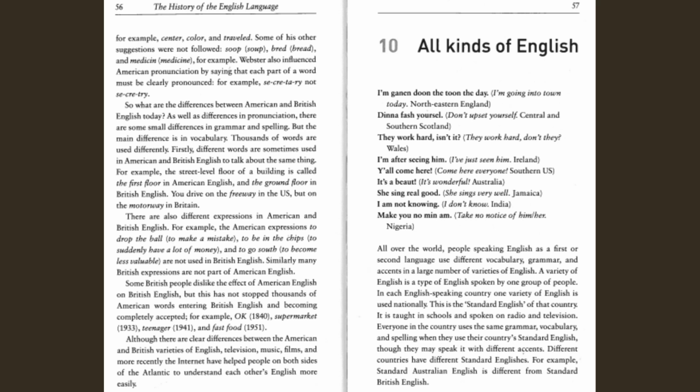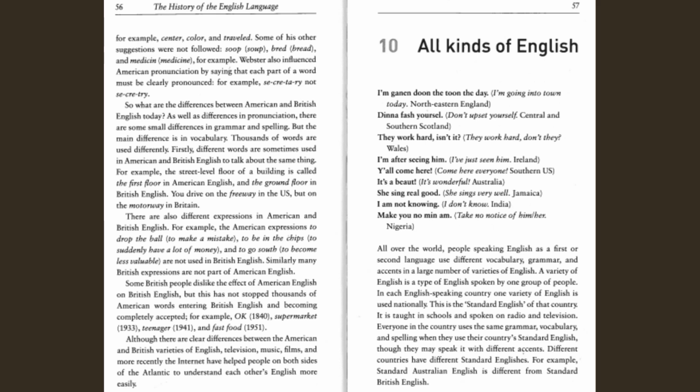There are also different expressions in American and British English. For example, the American expressions to drop the ball, to make a mistake, to be in the chips, to suddenly have a lot of money, and to go south, to become less valuable, are not used in British English. Similarly, many British expressions are not part of American English.